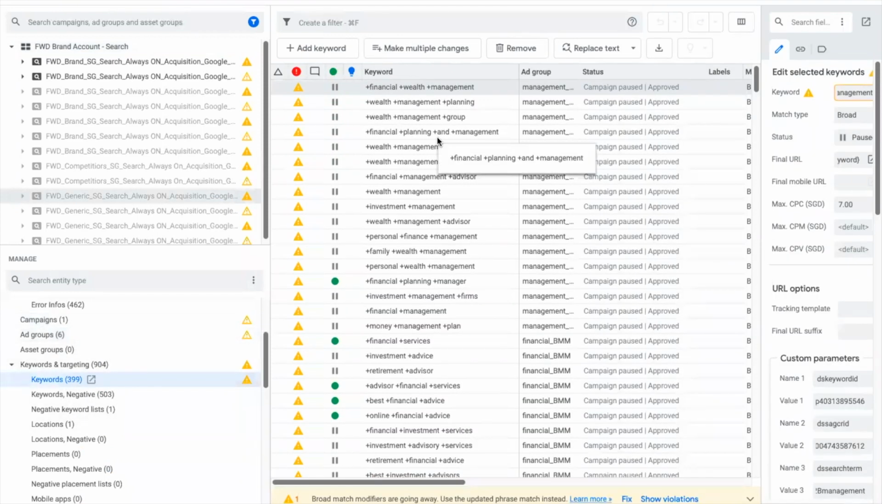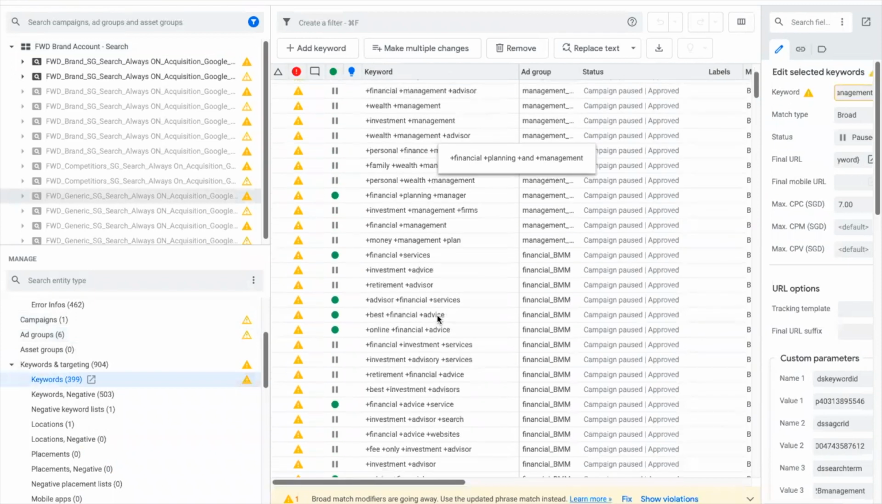So see, like financial planning. This can also be like FWD, financial planning, financial advice, and all that. Okay.